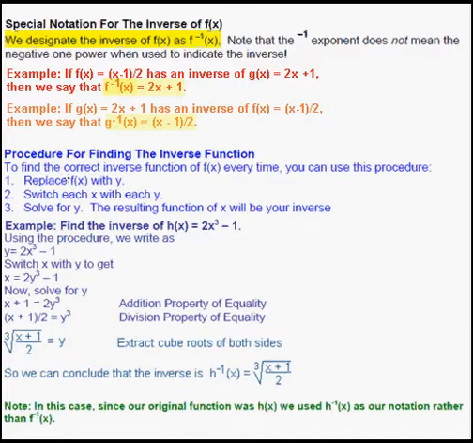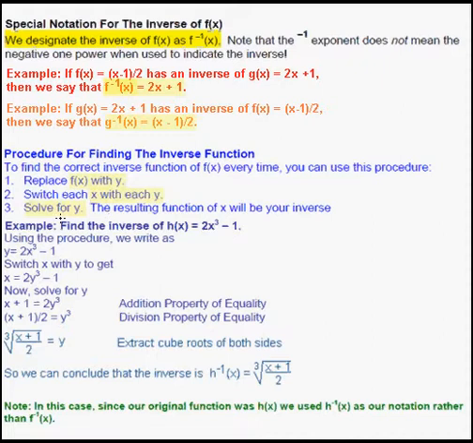There's a nice procedure for finding the inverse function. What you do is you take your f of x or g of x, whatever it is, and you replace it with y. That's your first step. Then you switch each x with each y that you have in your equation, and then you solve for y. And whatever you get for your resulting formula will be your inverse function. So let's try this on the example.